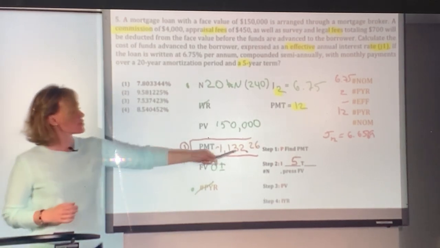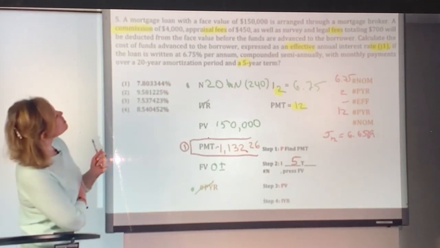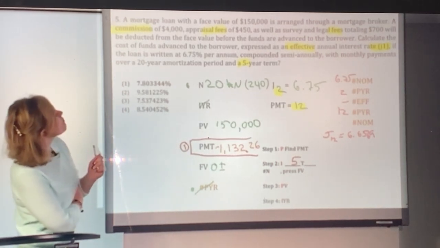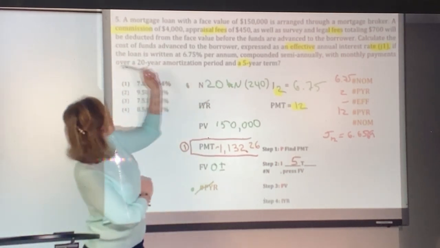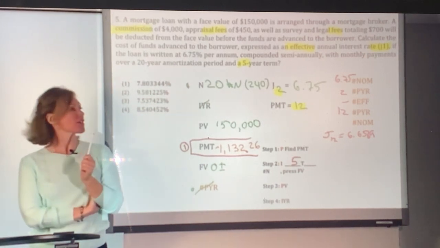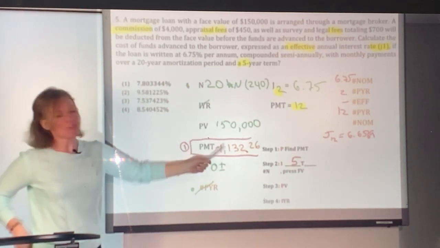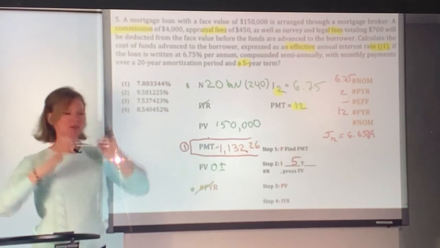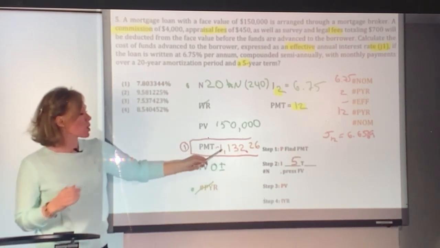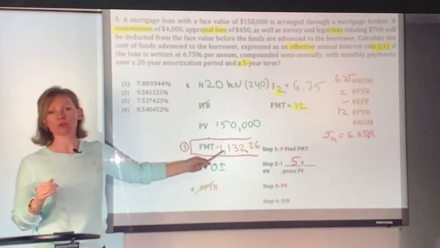So 1132.26. What do they want us to do with the payments? Let's see what they say in the question. They say with the monthly payments over 20 years amortization. So I don't see anything about the payments in here. So my question, if I have multiple steps, step 1, step 2, step 3, we have 4 steps today. Okay, what do I do now? Do I increase that payment to anything, or do I keep it as is?